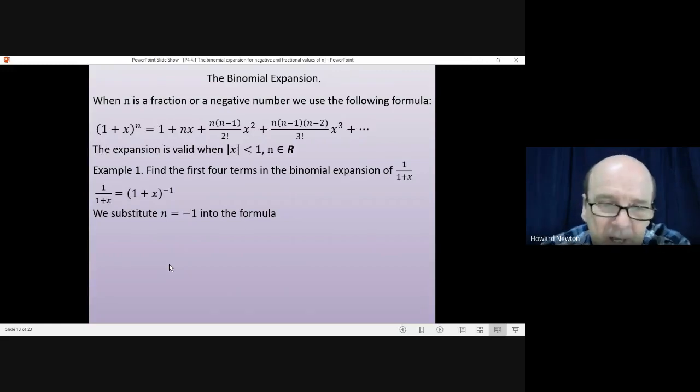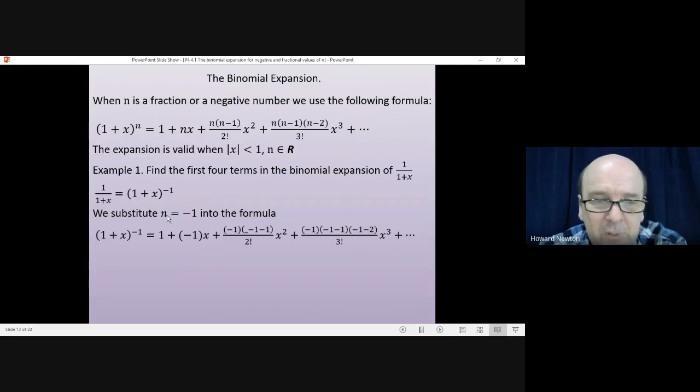Okay, no tricks or catches on this question. If we substitute n equals minus 1 into the formula, then we get 1 plus minus 1 times x. N is minus 1, then we've got to take away another 1, so minus 1 take away 1, then minus 1 take away another 1, and then minus 1 take away 2, and so on and so on.